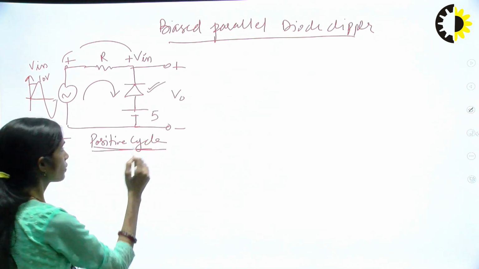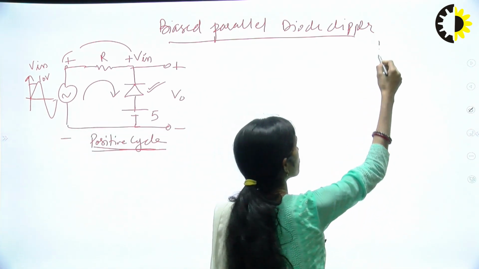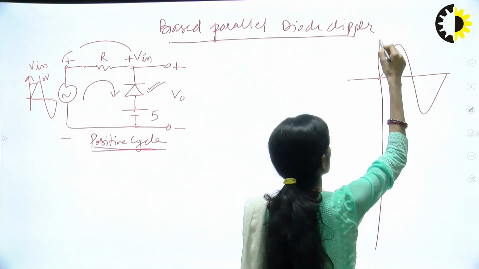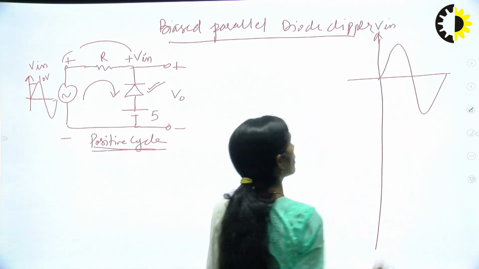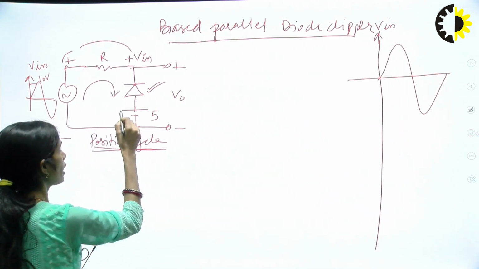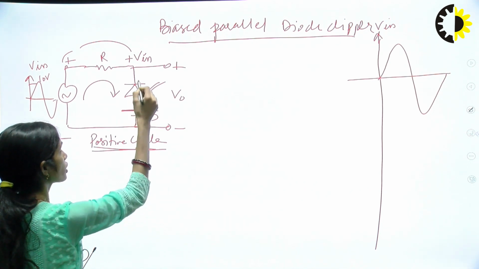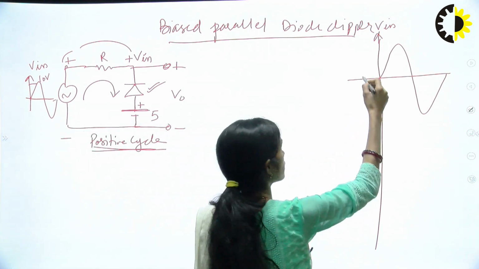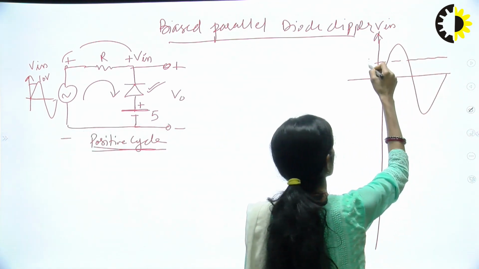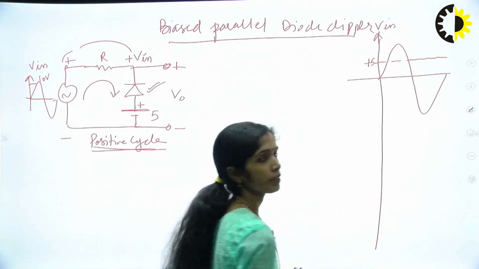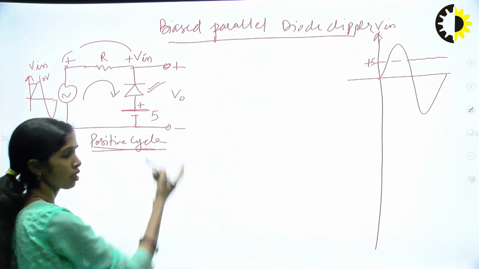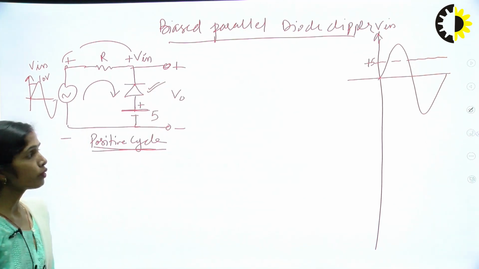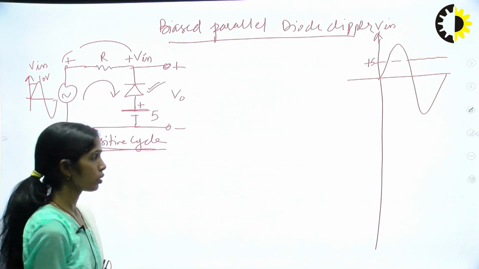So for the positive cycle, before that, we will draw the cycle and mark the DC level here. We draw the input cycle and mark the DC level in such a way that if the battery positive is in the upward direction, connected to the positive terminal of the output, it will be marked on the positive side of the cycle. If the battery terminal is opposite, suppose the negative terminal is connected to the positive of the output, then it will be drawn on the negative side. We will see that example also.